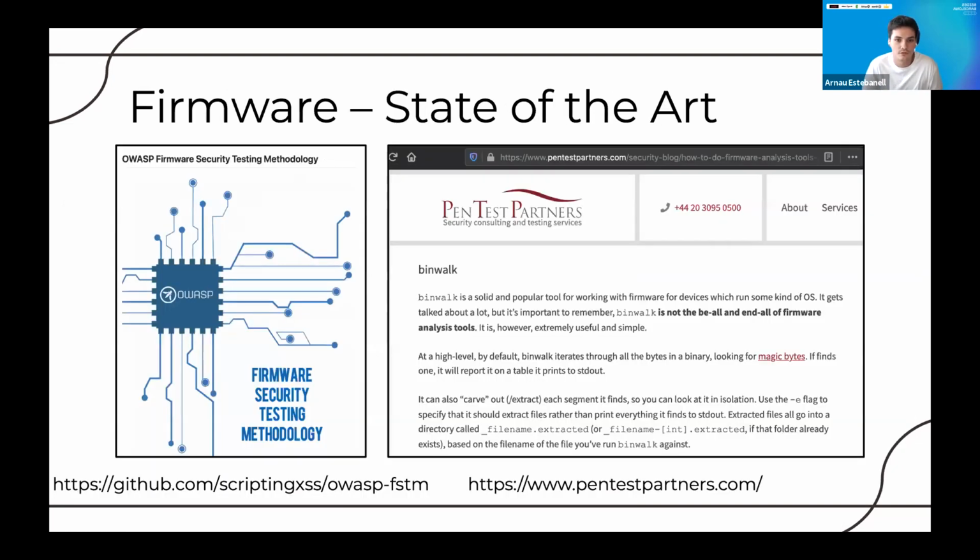And we jump to the firmware and the state of the art of the firmware. Here we have, throughout the presentation, we're going to see the different tools that OWASP offers. So here we have the firmware security testing methodology, which explains in detail how to first understand how the firmware is working, how to extract it, and then how to analyze it.